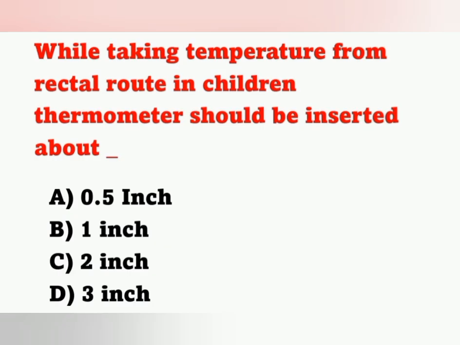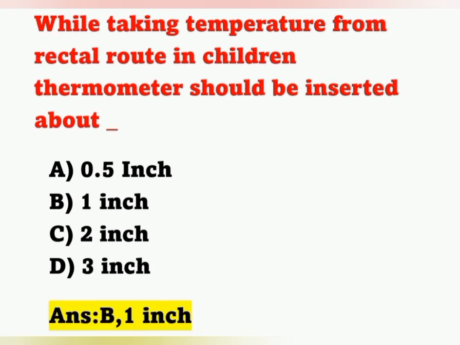And the next question, while taking temperature from rectal route in children, thermometer should be inserted about. Options, option A 0.5 inch, option B 1 inch, option C 2 inch, option D 3 inch. And the correct answer is option B 1 inch. If oral and axillary method is contraindicated, then we can use rectal route for taking temperature. Here, the thermometer should be inserted about 1 inch. Option B is the correct answer.